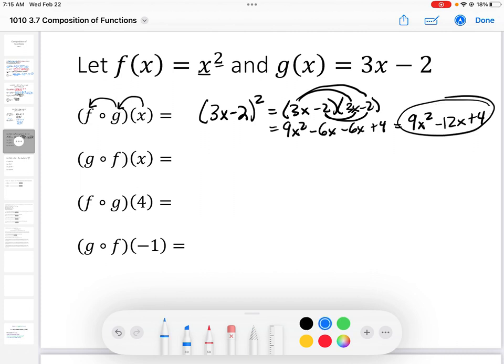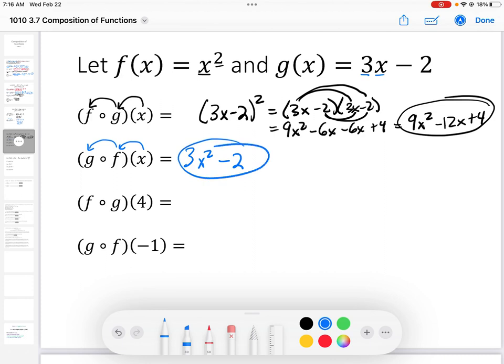And if I do g compose f of x, that means that I would put x into f, which gives me x squared, and then I would take that and put that into g. So g says you do 3 times the input, so I'll do 3 times x squared, and then you minus 2. And that's actually already fully simplified, so you wouldn't have to do it any further than that.